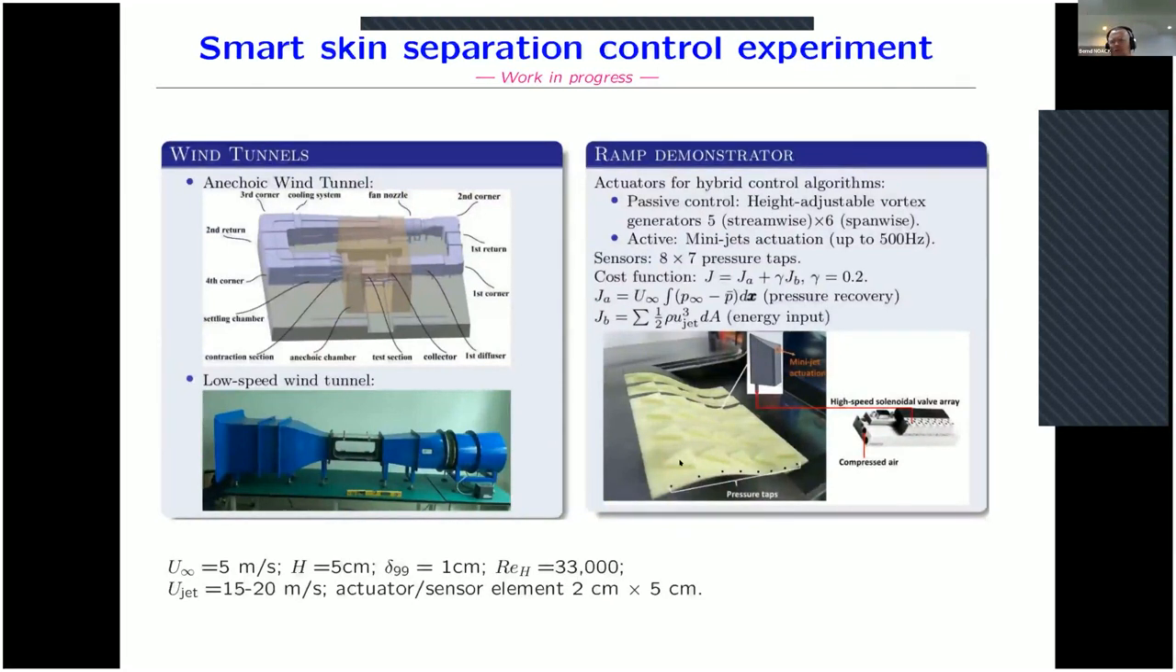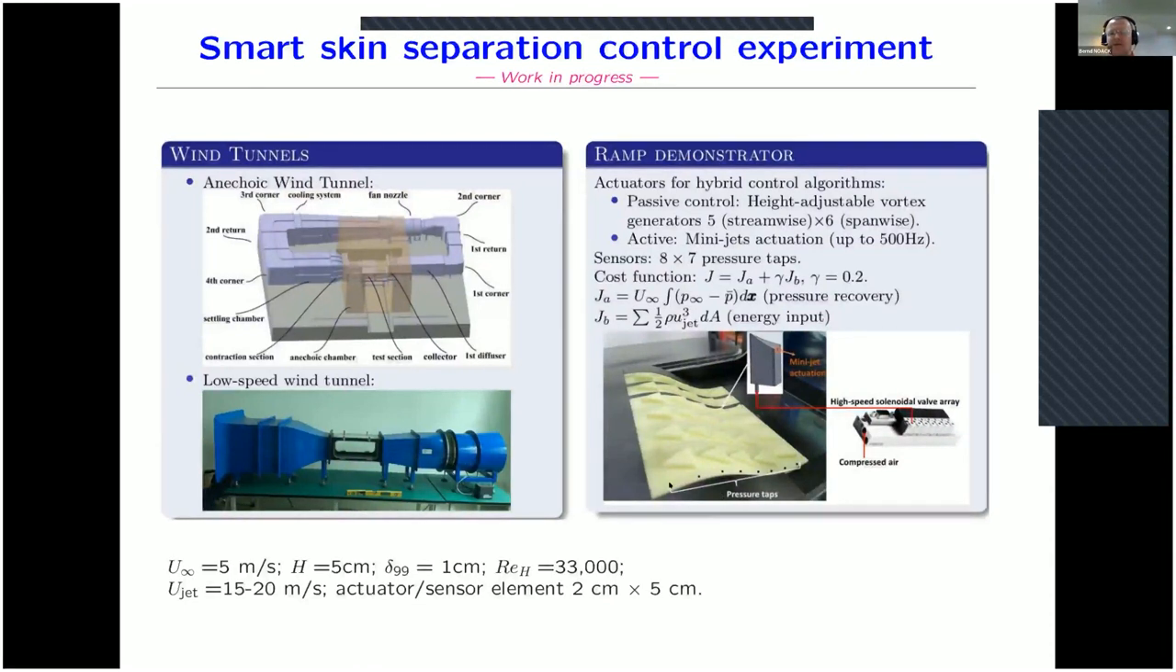The triangle can be fully retracted or can be moved out. And when it is moved out, then we can eject a microjet in streamwise direction. This can have a velocity of up to 15 or 20 meters per second. Our cost function is effectively the pressure recovery, penalized by some estimate of the energy input.